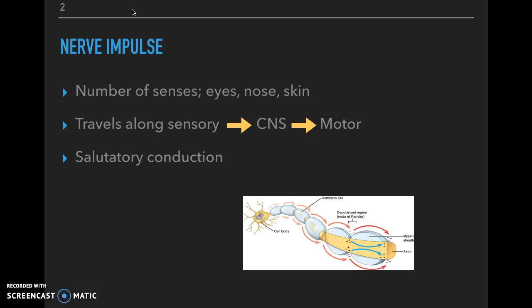Saltatory conduction is where these impulses need to happen so quickly. The way they happen so quickly is by a domino effect, where the impulse is jumping along the nerves. And as you can see in the picture, the impulses are jumping along, and this quickens up the process.